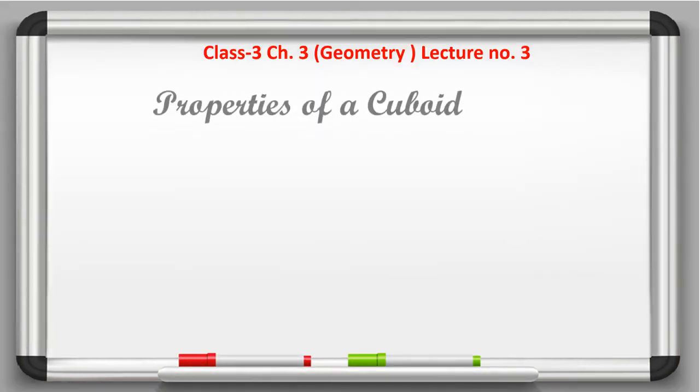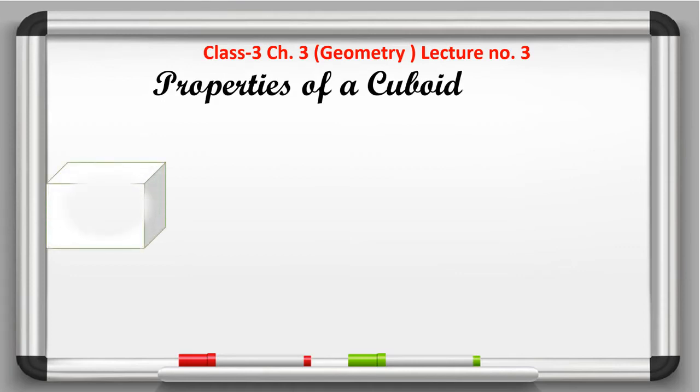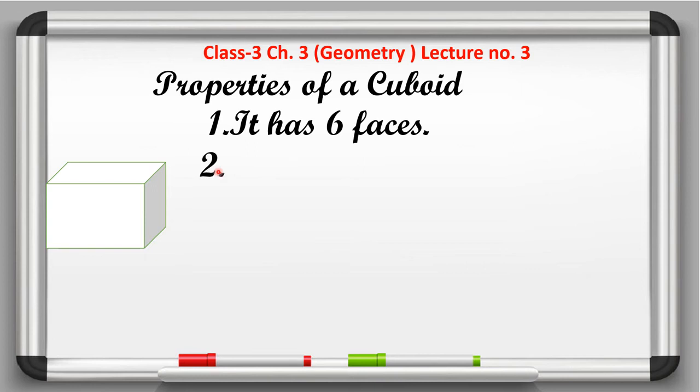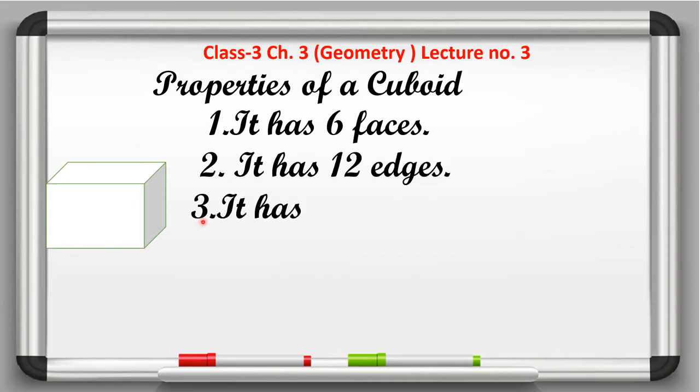Now beta, properties of a cuboid. So here you can see this is a cuboid shape. Now we will write its properties. Number 1, about its face. So it has 6 faces. Number 2, about its edges, that it has 12 edges. Okay. And number 3, about its vertex. So here it has 8 vertices or corners.